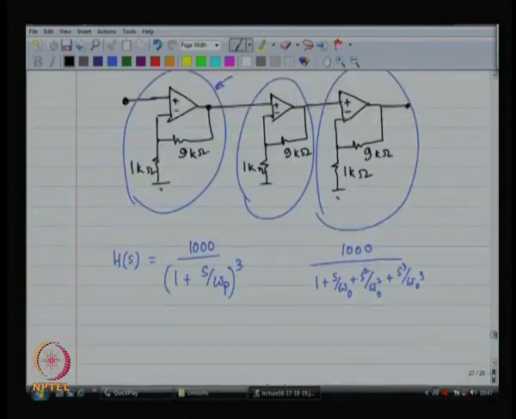So, basically a wide banding technique is when you cascade amplifiers, instead of having repeated poles at the same place, try to find out a strategy where you can have a Butterworth polynomial in the denominator. That will give you maximally flat bandwidth, the largest possible bandwidth in fact.